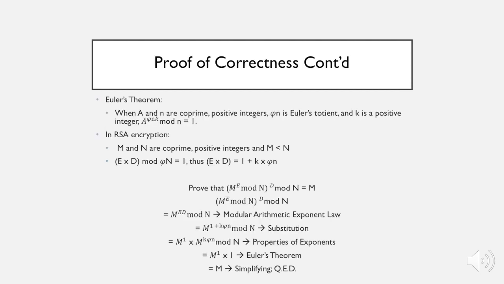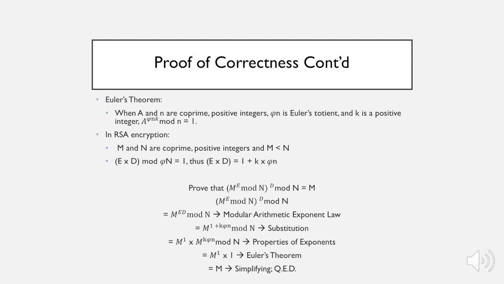In turn, Euler's theorem states that when a and n are coprime positive integers, phi n is Euler's totient, and k is a positive integer, a to the phi n times k power mod n is equal to 1. Using Euler's theorem and the law of modular arithmetic, we can prove that m to the e power mod n, all raised to the d power mod n is equal to m.